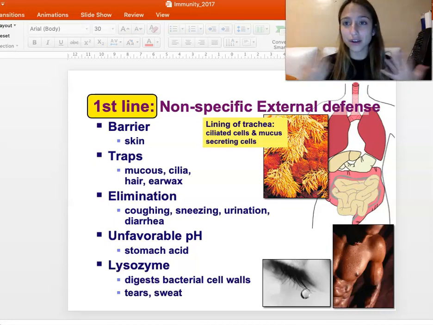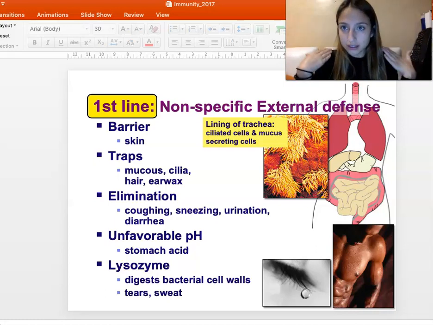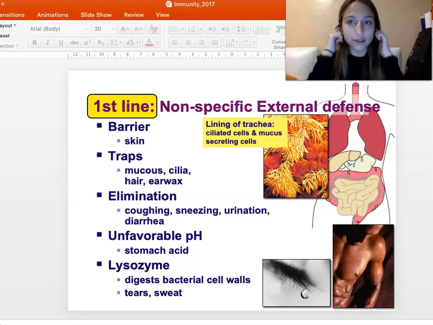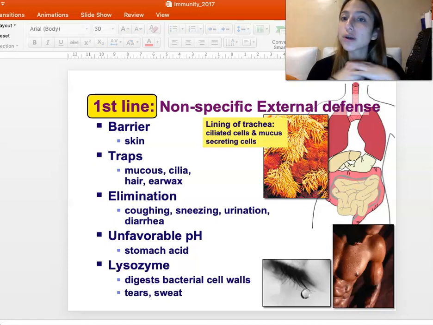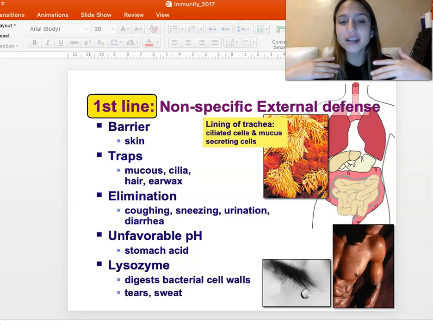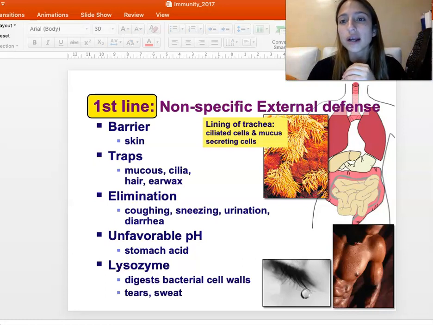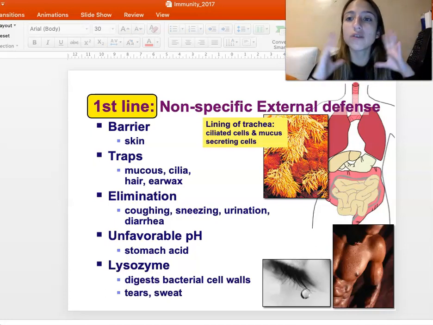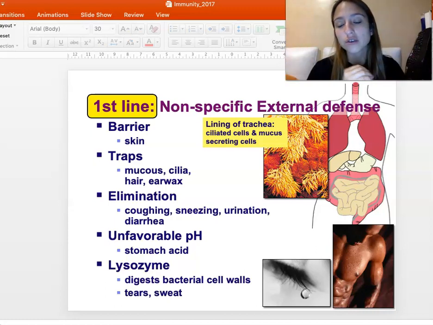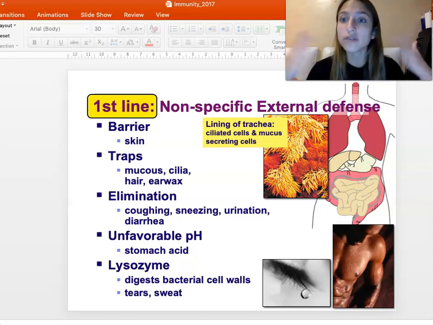Hair is actually a very easy way to stop things from getting inside your body, and you have earwax in different cavities also in your ears to avoid things from getting inside your body. You are also able to eliminate stuff that has gotten in, so that's why you cough, that's why you sneeze, and urination whenever you are getting sick and you pee a lot. That's also a way that you're able to get rid of some pathogens that are infecting you. Diarrhea is a way that you can get rid of a lot of pathogens that are infecting your digestive system, and that's how your body responds to getting rid of everything.